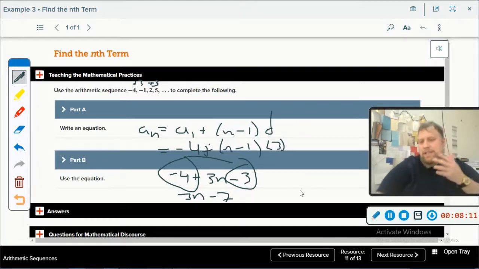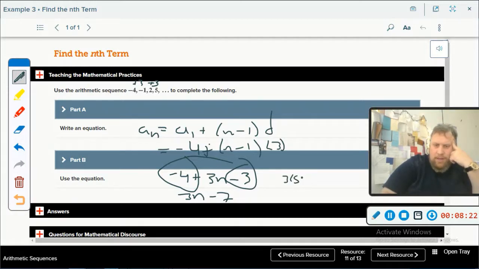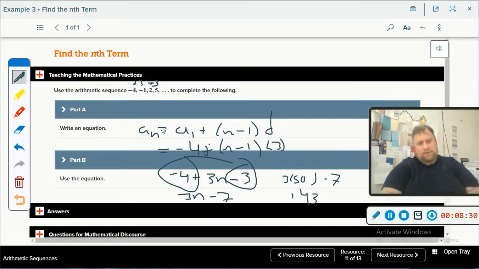And if I wanted to find, say, the 50th term, the reason why we like to find equations is, I certainly don't want to carry this out 50 times. I would just simply say, all right, that's 3 times 50 minus 7, which is going to be 150 minus 7, or 143. Much easier than writing out negative 4, negative 1, 2, 5, 8, 11, 14. You know what I mean? Going out like that. So there we go. Pause if you need to.